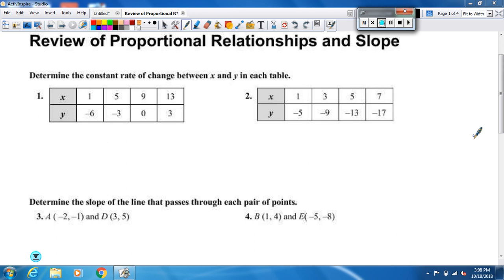Determine the constant rate of change between x and y in each table. So on the first one, number 1, you do the y values first. From 6 to -3 is adding 3, and I circle that. X value next, from 1 to 5 is adding 4. So your constant rate of change is the same as the slope.